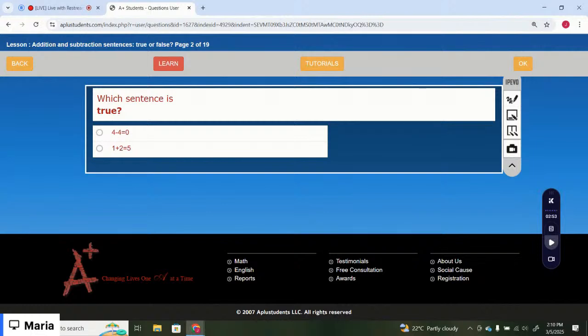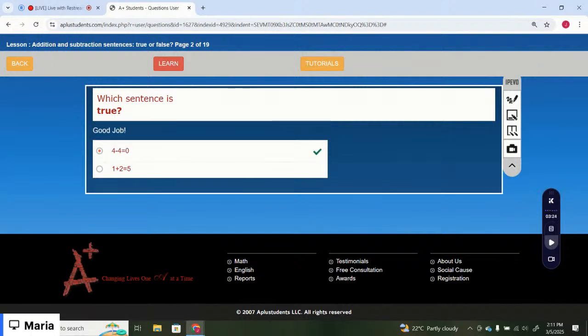Which sentence is true? 4 take away 4 is 0, and 1 plus 2 equals 5. So which is the correct option? So option number 1 is the correct option. 4 take away 4 is 0 is the correct one. Option number 1 is the correct option because 1 plus 2 does not make 5, right?